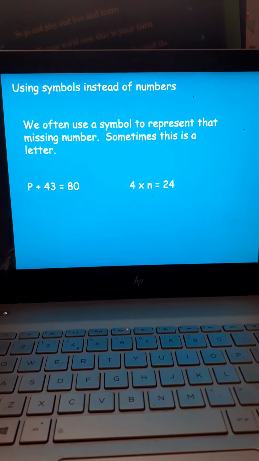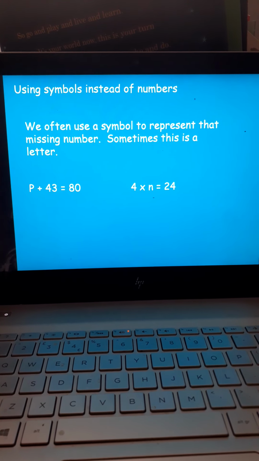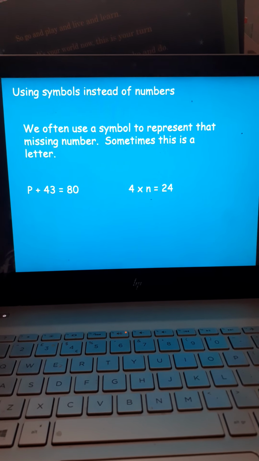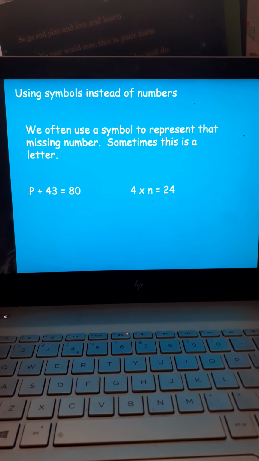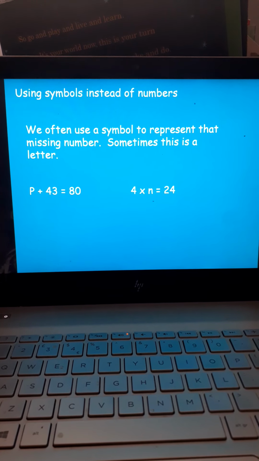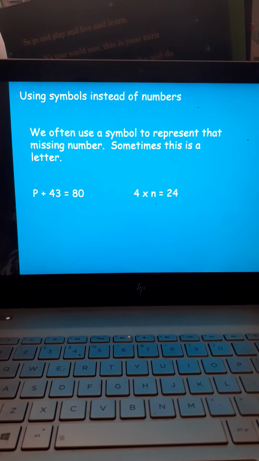Now, sometimes we use letters. So you've got P plus 43 equals 80, and 4 times N equals 24. Can I tell you now that 4 times N is the same as saying 4N? Exact same thing. Anyway, pause now and find out in your head what could P be and what could N be? P is going to be less than 80. P goes with 43 to make 80.